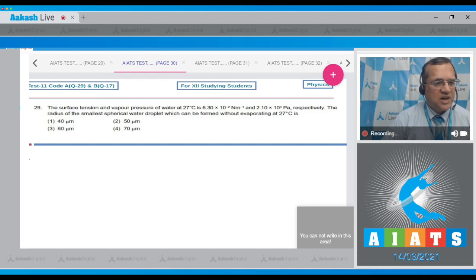The question number 29 is that surface tension and the vapor pressure of the water at 27 degrees centigrade are given as 6.3 into 10 to the power minus 2 Newton per meter and 2.1 into 10 to the power 3 Pascal respectively. The radius of the smallest spherical water droplet which can be formed without evaporating. So it should not burst by surface tension. The excess pressure P is equal to 2 times the surface tension divided by the radius. Now smallest radius we'll calculate from here. R is equal to 2T divided by P.